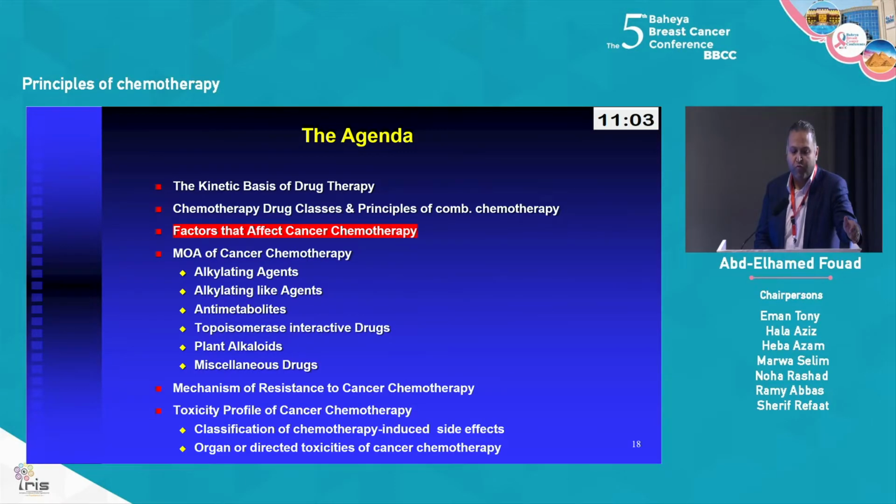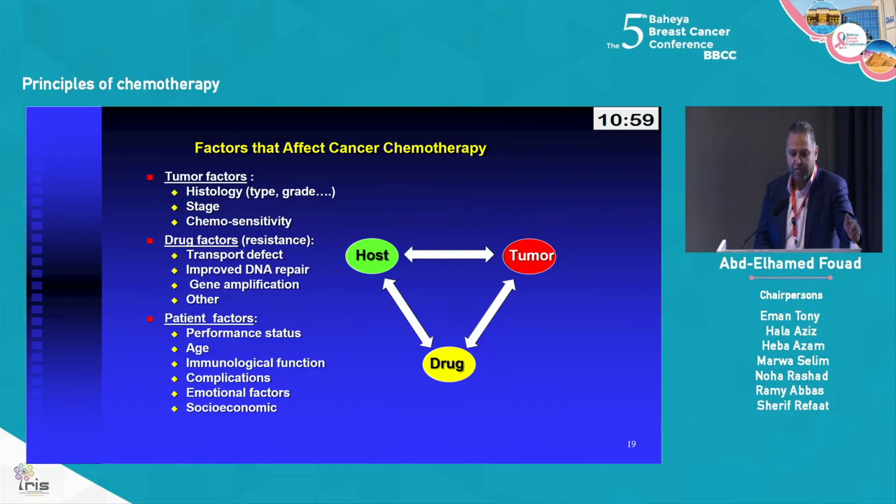Then we will go to the factors affecting cancer chemotherapy. We have three main factors: tumor factors like tumor grade, tumor type, stage, and chemosensitivity; drug factors, that include transport defects for the drugs; and cellular factors such as improved DNA repair inside the malignant cells and amplification of some genes that lead to cells resistant to drugs.